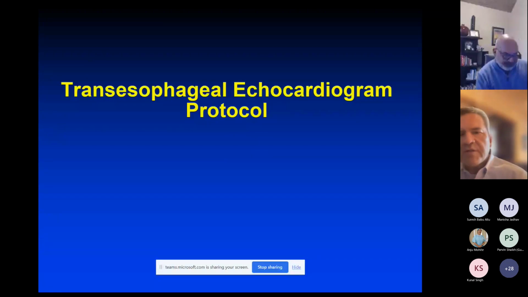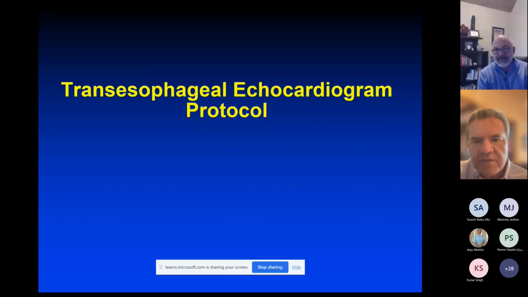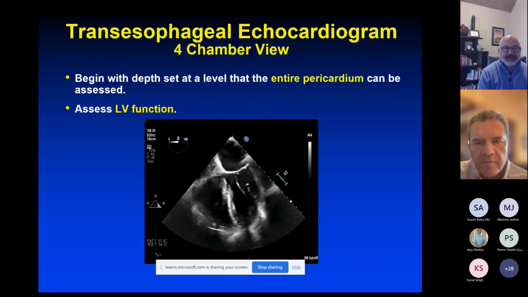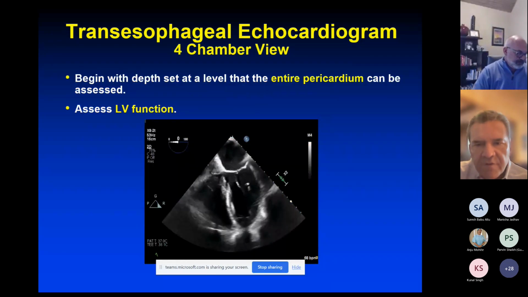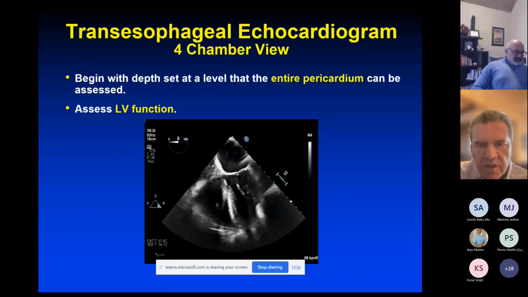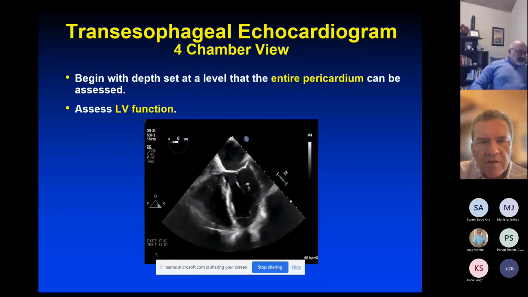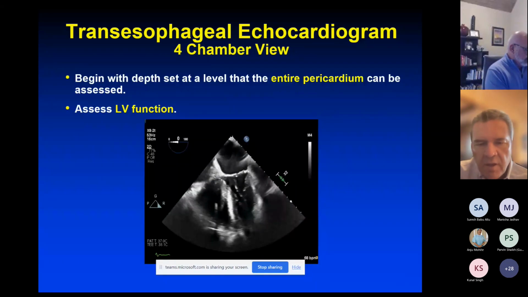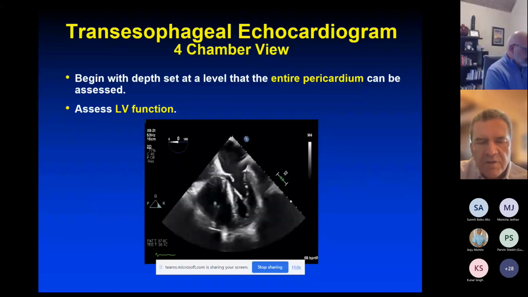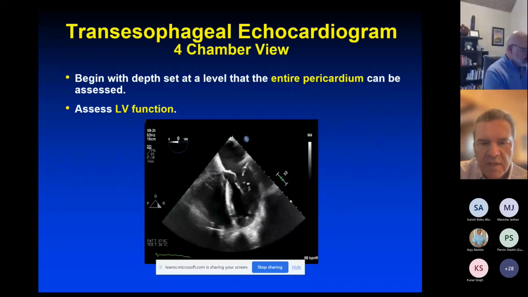That finishes up our transthoracic echo protocol, and I would like to briefly go over the transesophageal echo protocol. That can start with obtaining a mid-esophageal four-chamber view that visualizes the entire heart and the entire pericardium. It's important that the left ventricle be opened up and not foreshortened so that we are able to accurately assess left ventricular function.